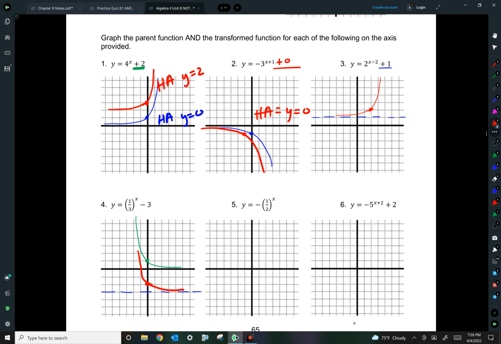Okay? Number 5. Notice there's no number out at the end, so I know my horizontal asymptote is right here at 0. I'll just kind of darken it a little bit. Okay, so the basic graph goes through 1. I'm not talking the negative, I'm just talking the basic graph. Because it's a 1/2, remember that's the type that's coming this direction.